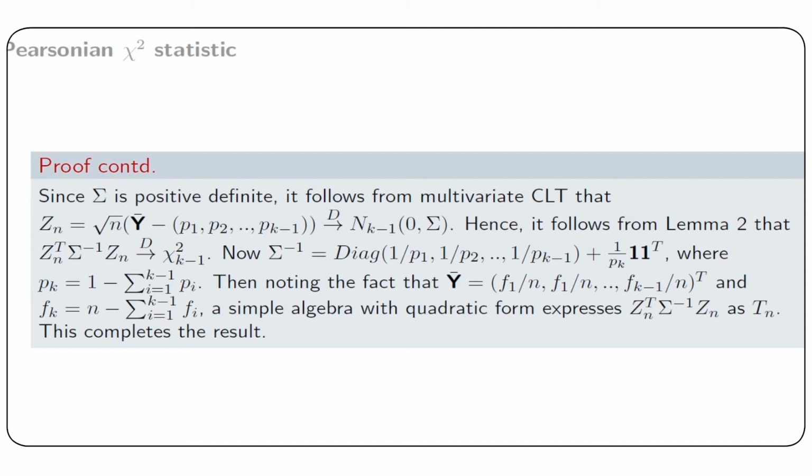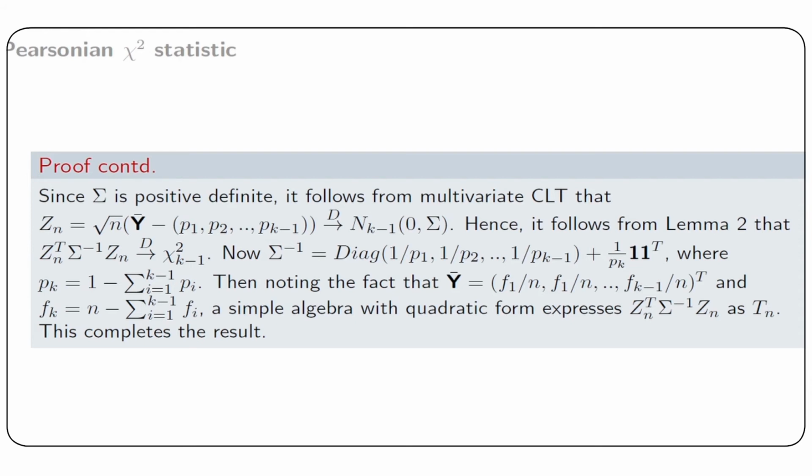Now, using some matrix algebra, matrix inversion, one can find that sigma inverse can be expressed as the sum of two matrices. The first one is a diagonal matrix with elements 1 by p1, 1 by p2 up to 1 by pk minus 1, and the second one is another matrix 1 1 transpose divided by pk, where pk is defined as 1 minus summation I from 1 to k minus 1 pi.